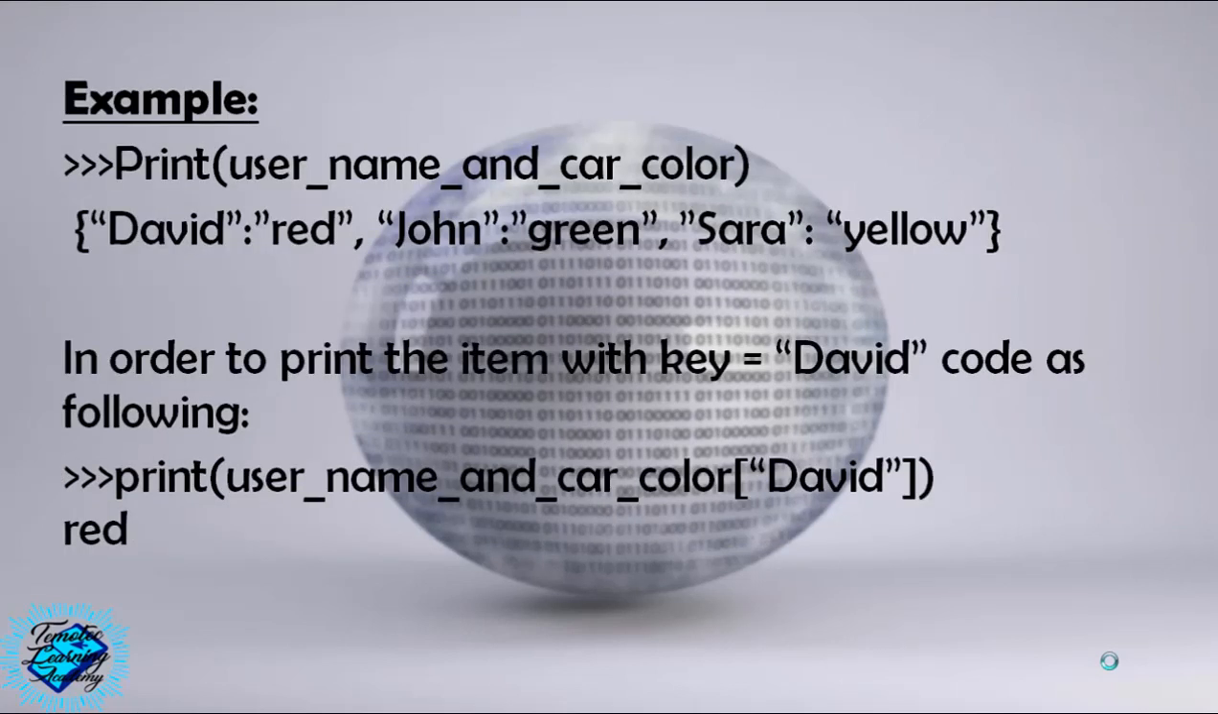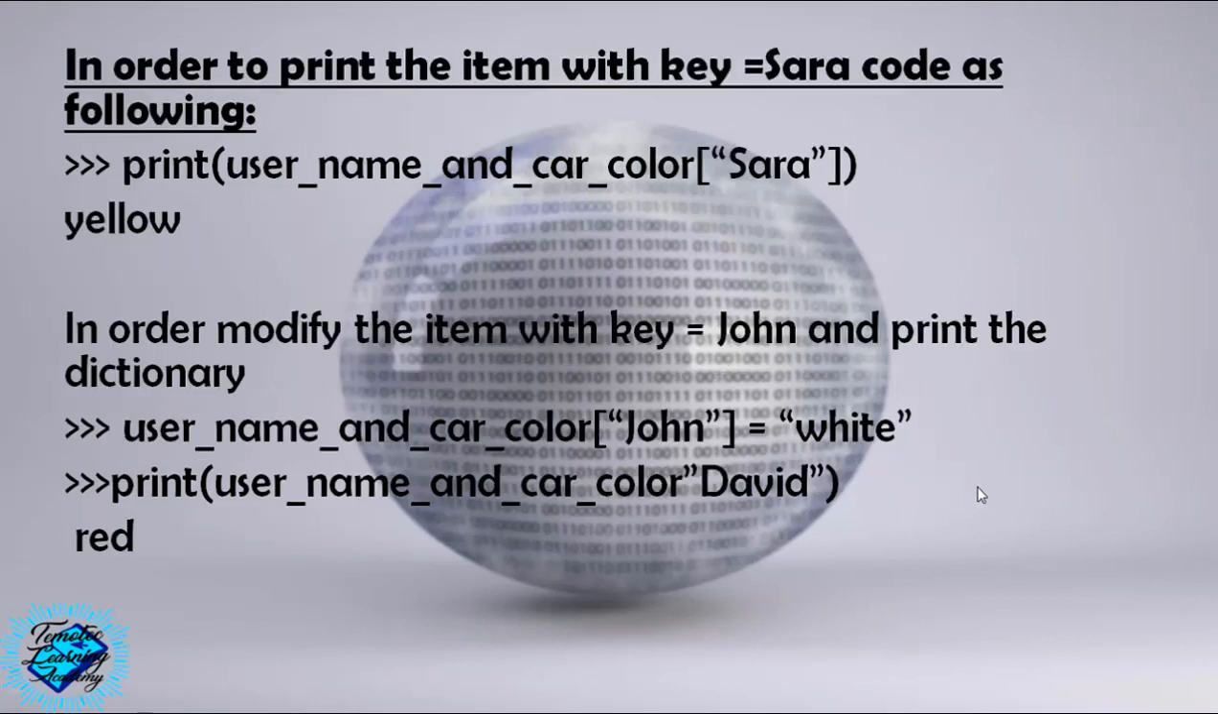Example: print username and car color gives David red, John green, Sarah yellow. In order to print the item with key David, code as follows: print(username_and_car_color["David"]). We will get red. In order to print the item with key Sarah: username_and_car_color["Sarah"] gives yellow. In order to modify the item with key John and print the dictionary: username_and_car_color["John"] = "white", then print. David is still red.